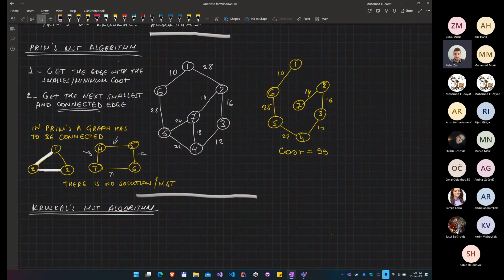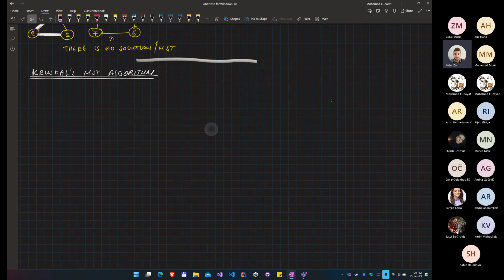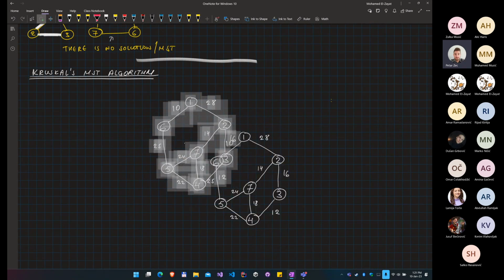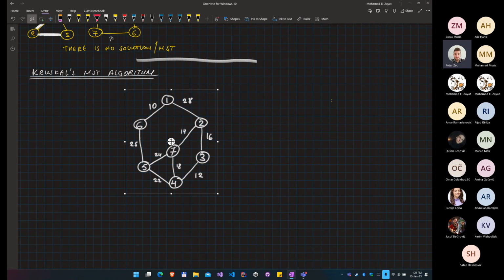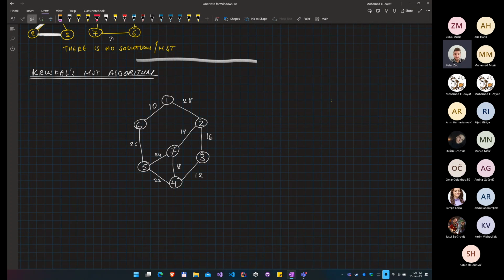All right, now I will copy this. We'll use the same graph. I think I did this once. There we go. Copy and paste. So assuming that you have a graph like this, and you would like to find the minimum spanning tree using Kruskal's.